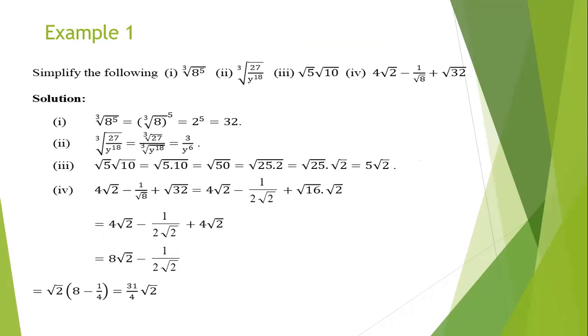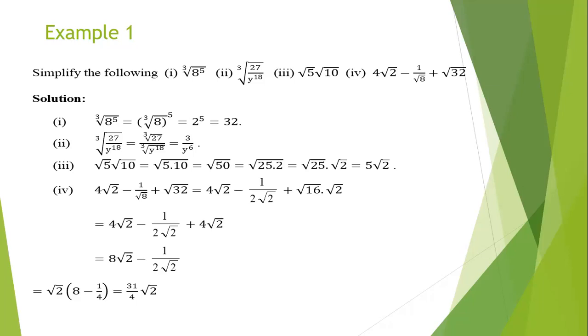To showcase the explanation, the first one, we want to simplify the third root of 8 raised to power 5. Look at this from the last property. I can write it as the third root of 8, everything raised to power 5. Then 8 can be written as 2 raised to power 3, so the third root of 8 is 2. Then everything raised to power 5: 2 raised to power 5 is 32. That is the first one.